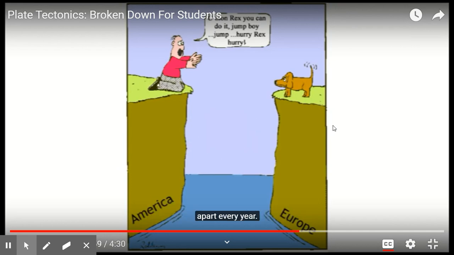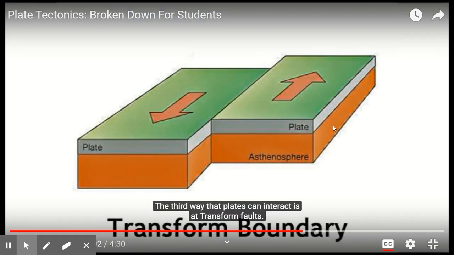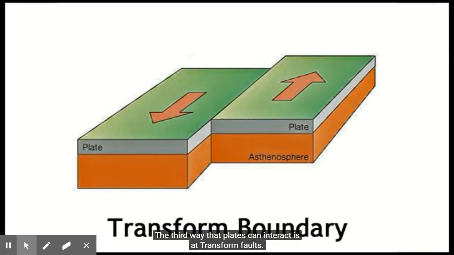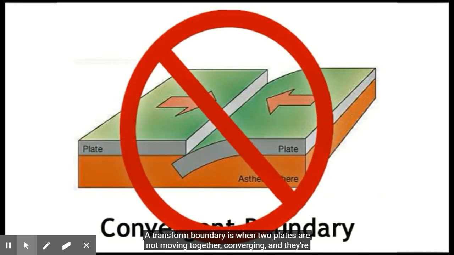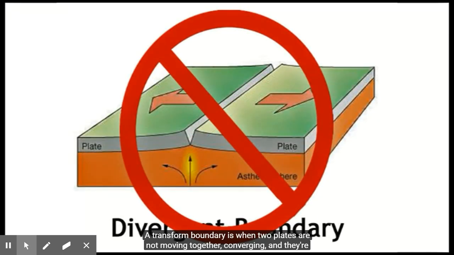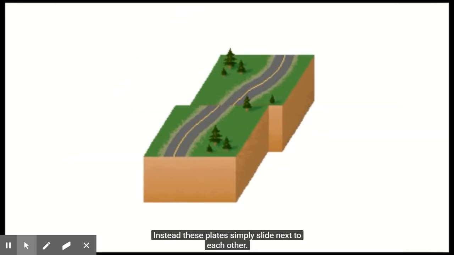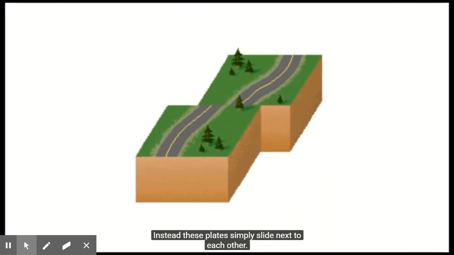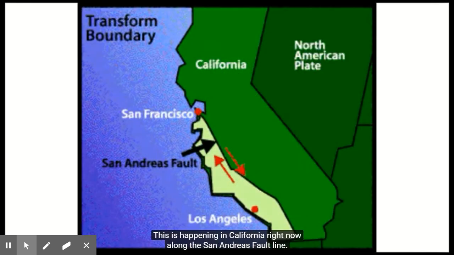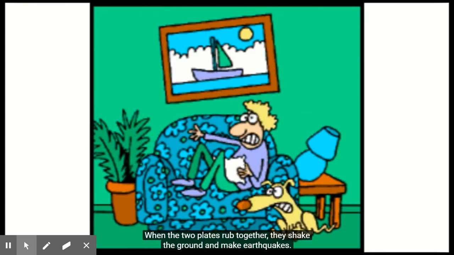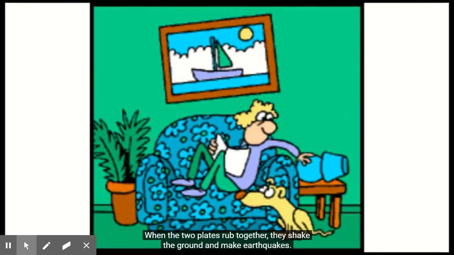The third way that plates can interact is at transform faults. A transform boundary is when 2 plates are not moving together or converging, and they're not moving apart or diverging. Instead, these plates simply slide next to each other. This is happening in California right now, along the San Andreas fault line. This is why there are so many earthquakes in California. When the two plates rub together, they shake the ground and make earthquakes.